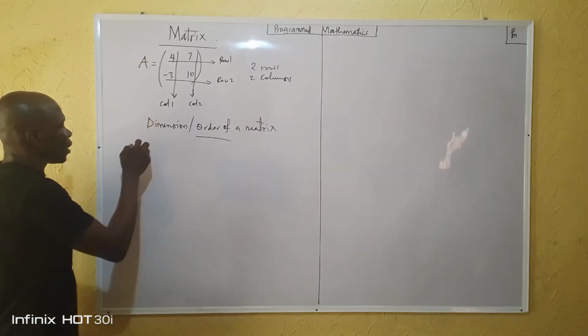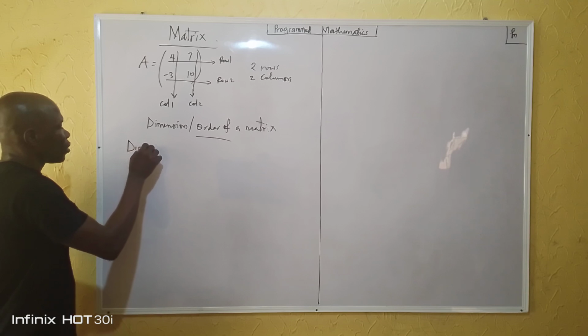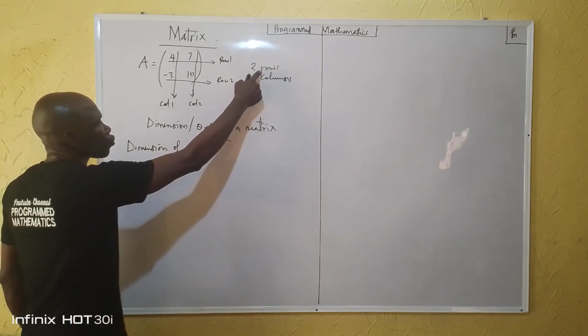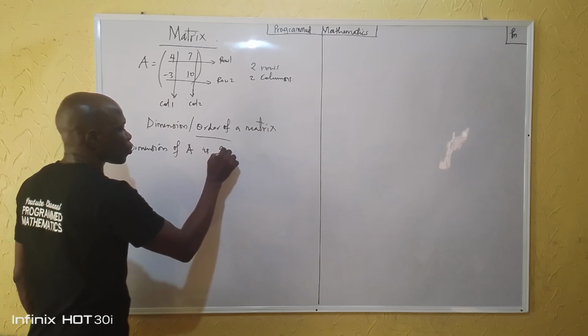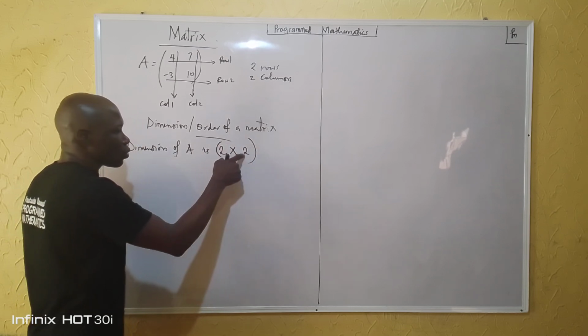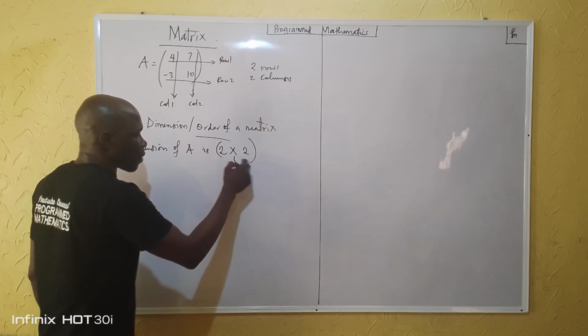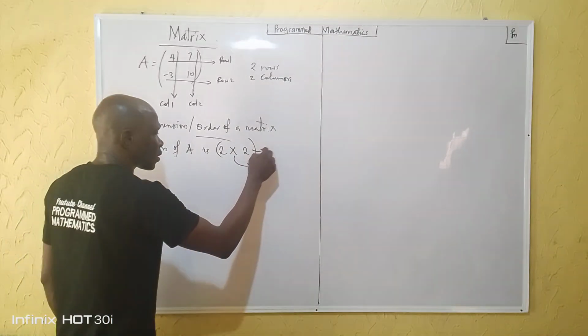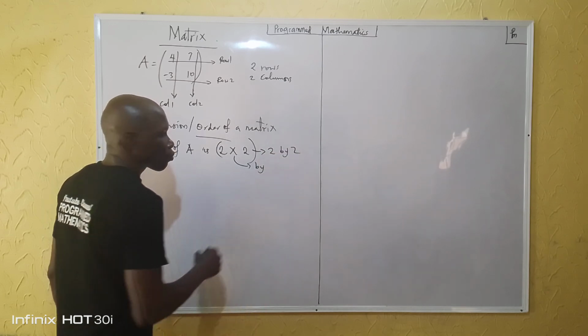But in the real sense, we say the dimension of matrix A is 2 rows, 2 columns. We write that as 2 by 2. 2 by 2 is written as 2 times 2. This x, this times sign here, is read as "by". So we read this as 2 by 2.